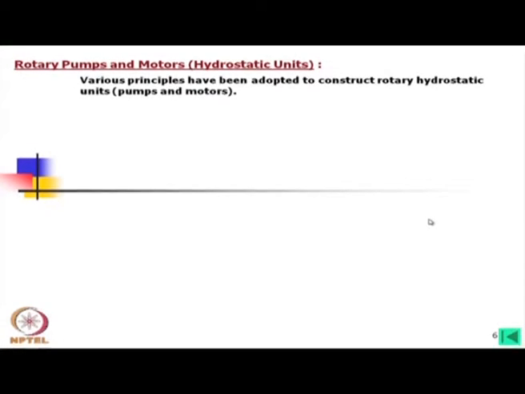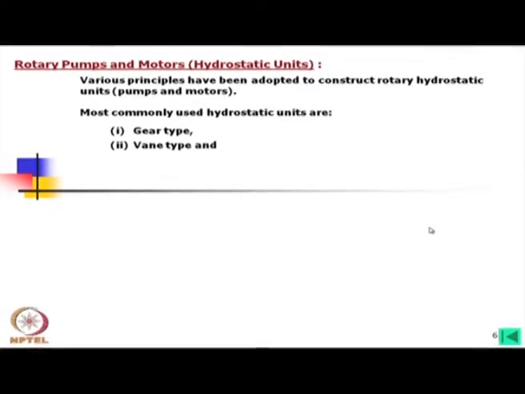Various principles have been adopted to construct rotary hydrostatic units, pumps and motors. In this lecture we shall discuss the rotary pumps and motors. There are various types of such motors and units. Most commonly used hydrostatic units are the gear type, then vane type and cylindrical reciprocating type.